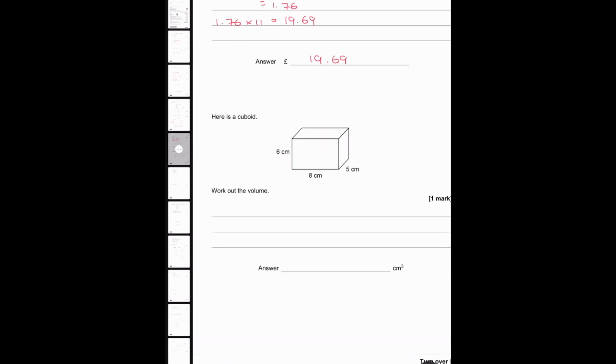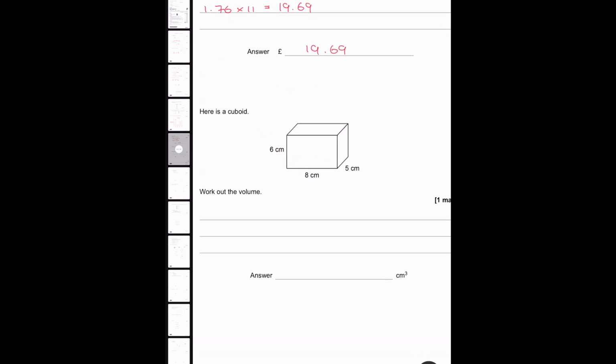Question 8 is asking us to work out the volume of a cuboid. When it comes to working out the volume of a cuboid, we multiply the height by the width and the length. This means we do 6 times 8 times 5, which gives us 240.